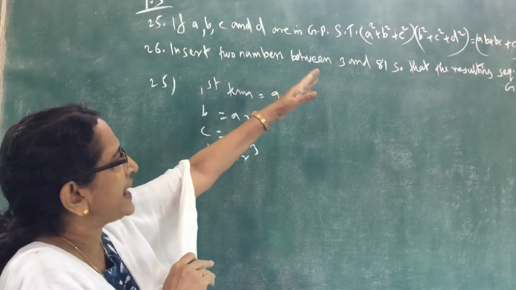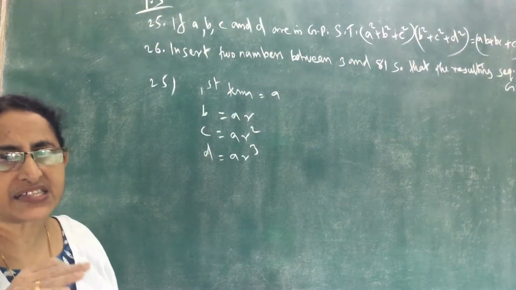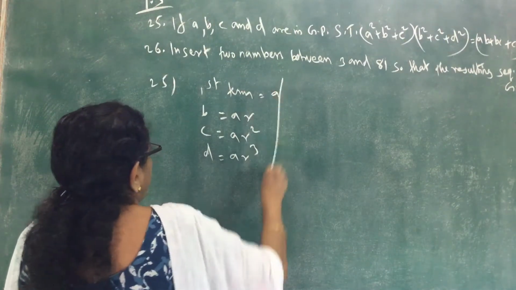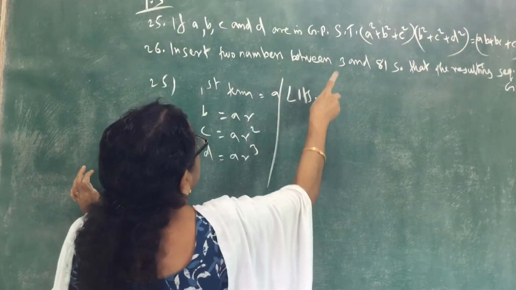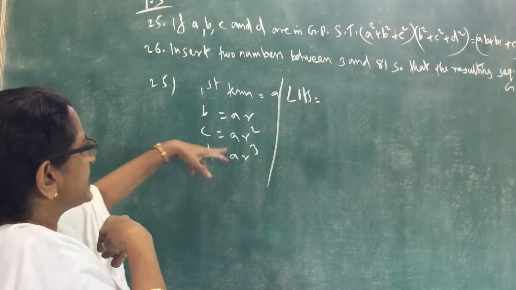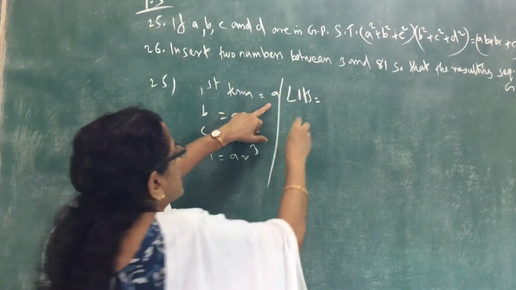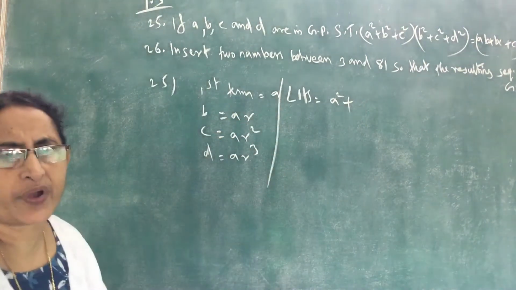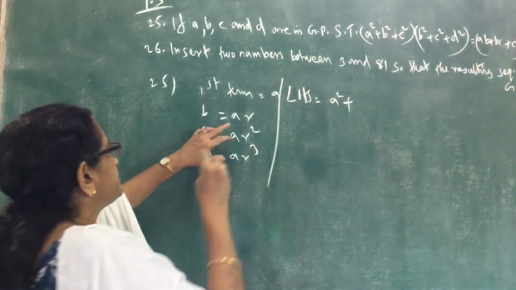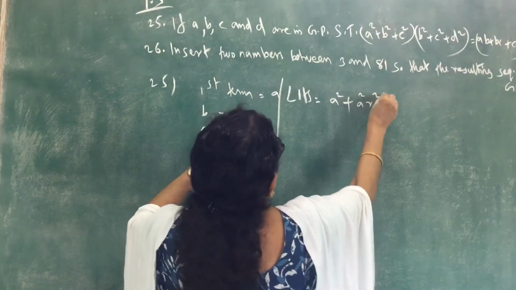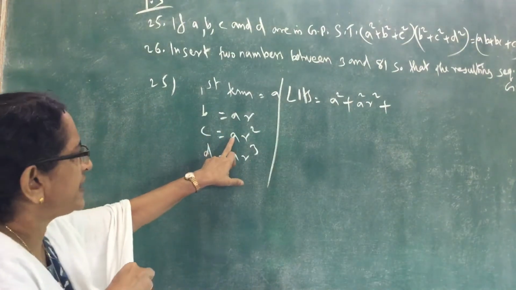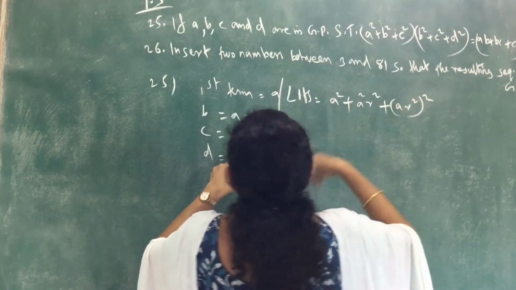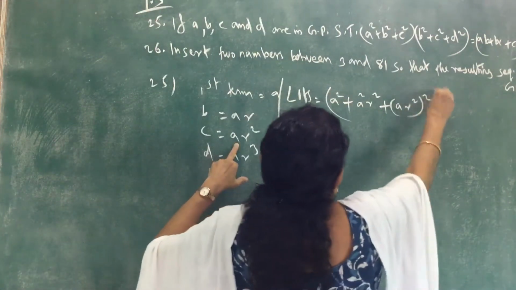Now we have to prove that. So we can find the LHS and RHS, then we can prove. First consider LHS. LHS equals A square plus B square plus C square. A square, that is the first term itself, A square. Plus B square, that is AR whole square, that is A square R square. Plus C square, that is AR square whole square. That is the first bracket.